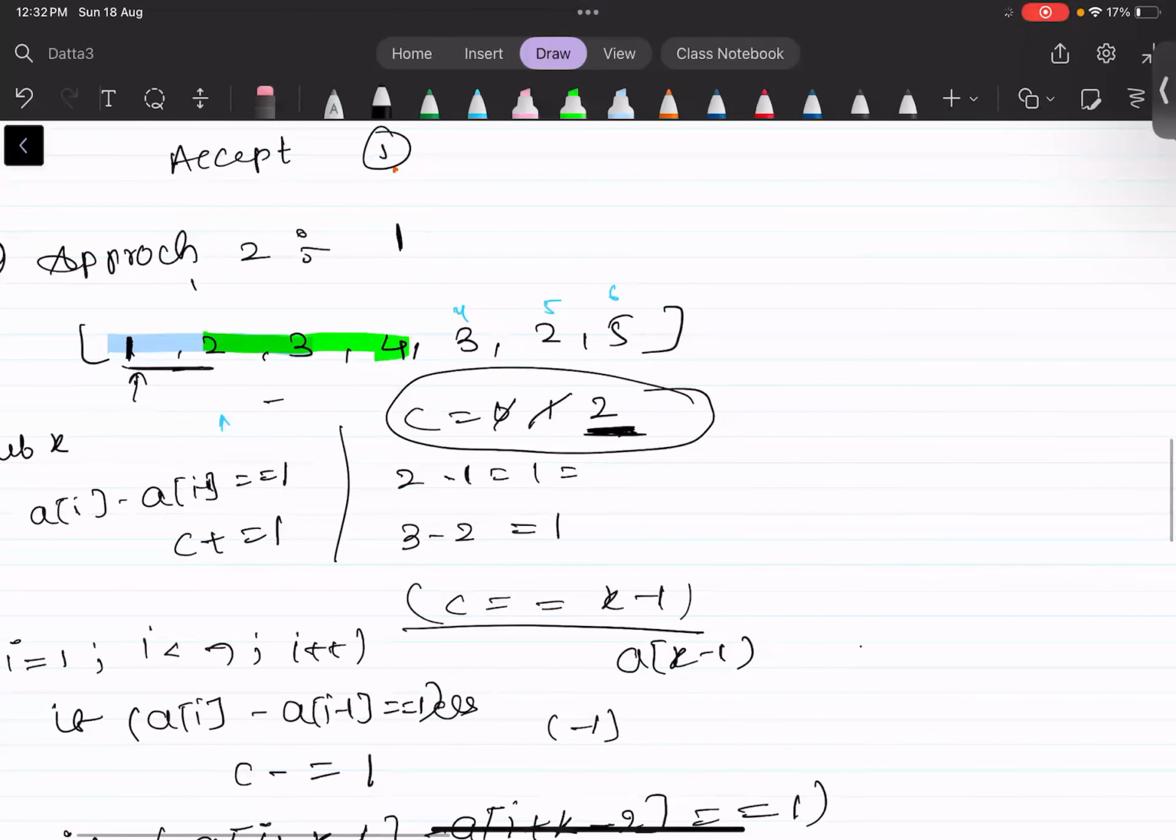Now here our C was 2 and our index was this, right? For the subarray starting from index 1, we found the answer, which is C. And when we move to the next one, i is 0, 1, 2. Now for the subarray starting at index 2, as the difference between these two elements is 1, 3 minus 2 is 1, as 2 was removed from this subarray, we need to decrement our C.